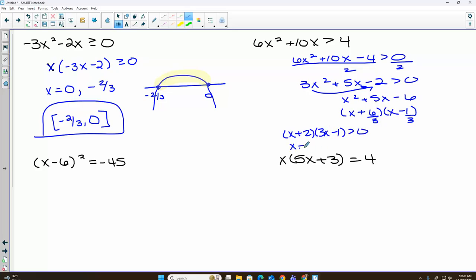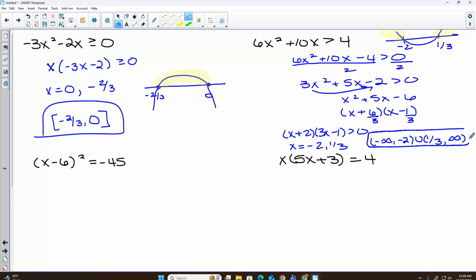It's equal to 0 at negative 2 and 1/3. Right, so if you think about your graph, negative 2 and 1/3, did this parabola open up or down? It was up. Greater than is above, so this one's above the axis on the ends. So it would be negative infinity to negative 2, union 1/3 to infinity. Are we okay with that one?